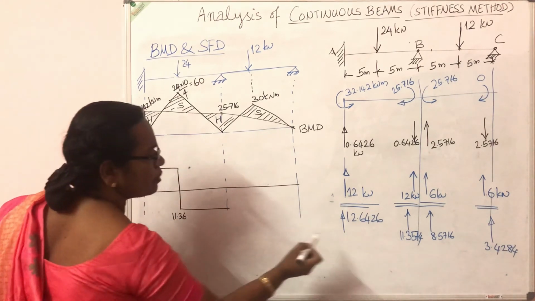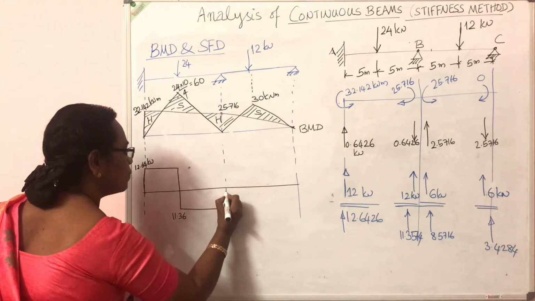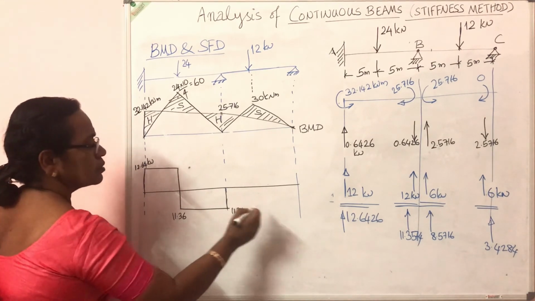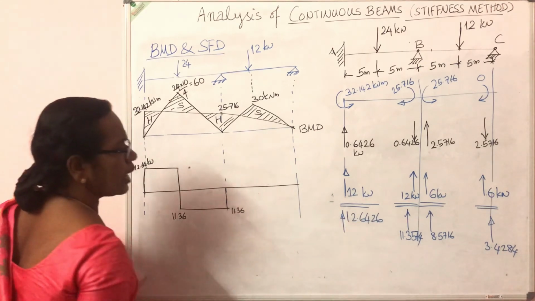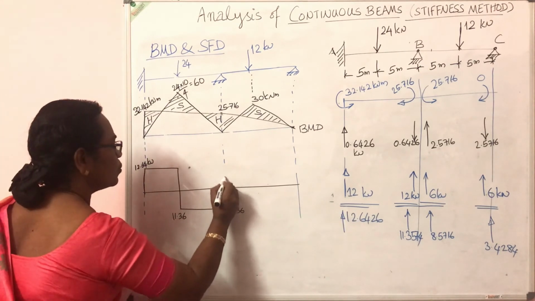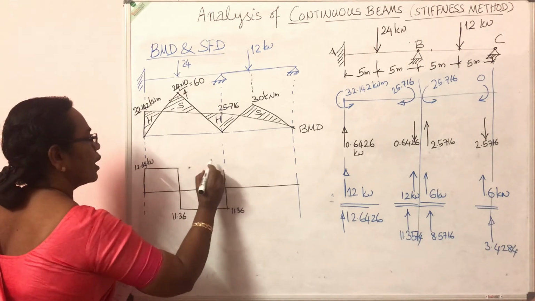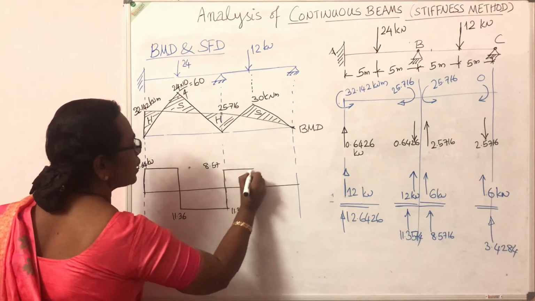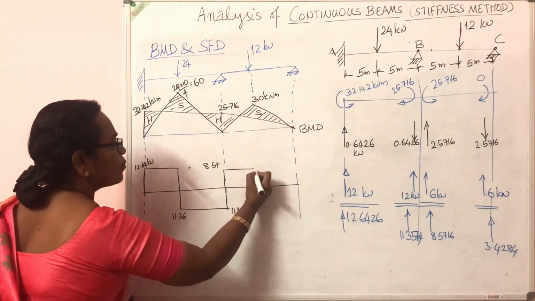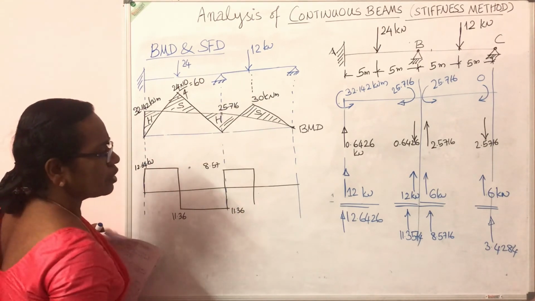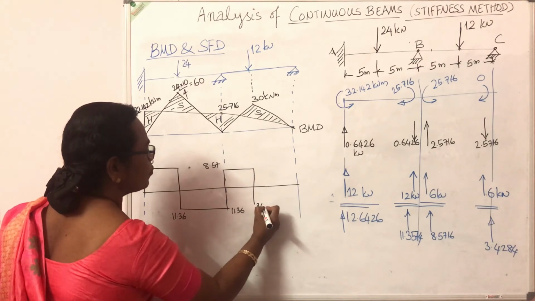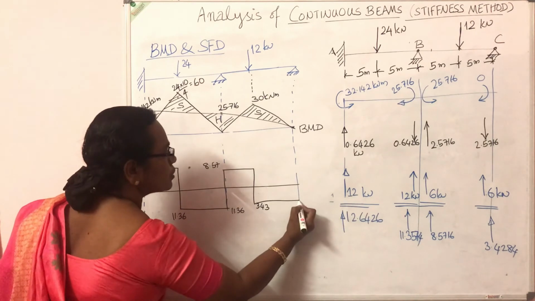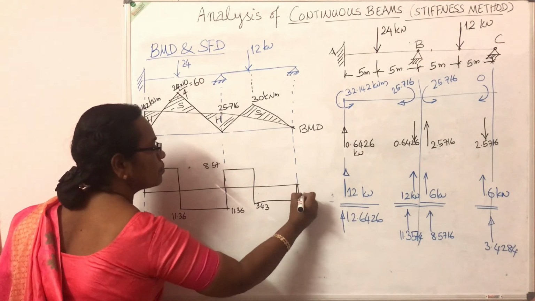Then comes the reaction 11.36, so go up by 11.36. Then again 8.57 upwards, from here you go up by 8.57. No load up to this, come straight. Then 8.57 minus 12 will work out to minus 3.43. Go straight, 3.43, the reaction is acting up.